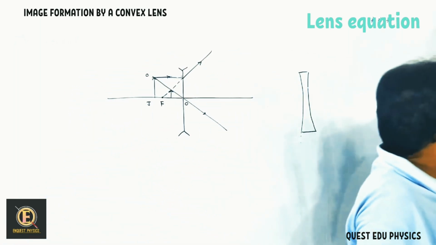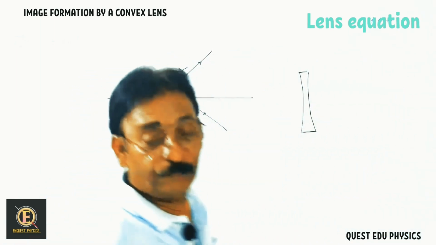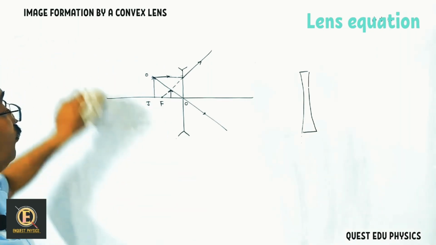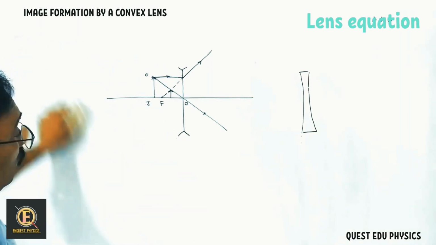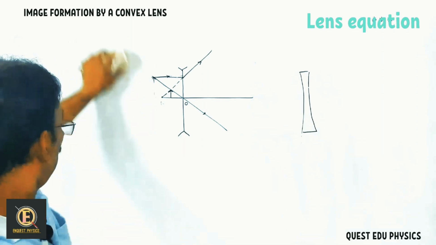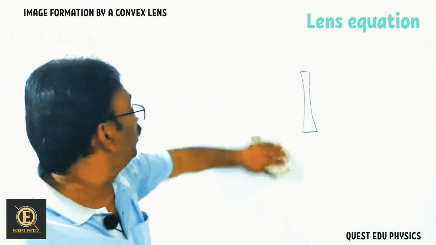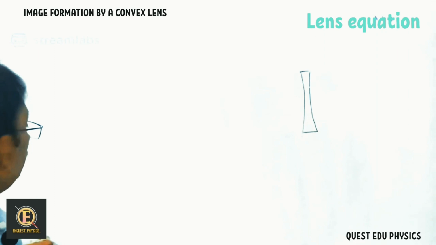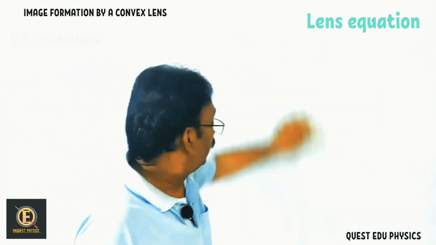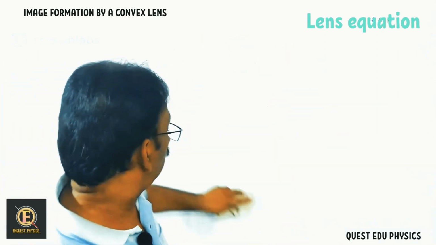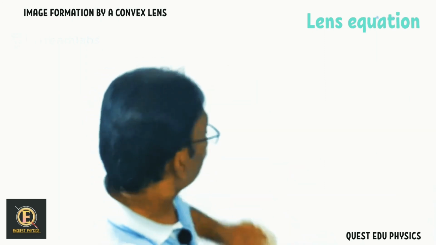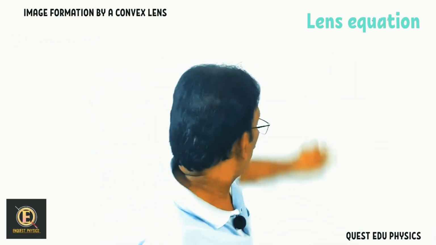Image positions by keeping the object at places on the principal axis. Students, it is one of the important questions for your examination. Okay, students, let's do the lens formula.